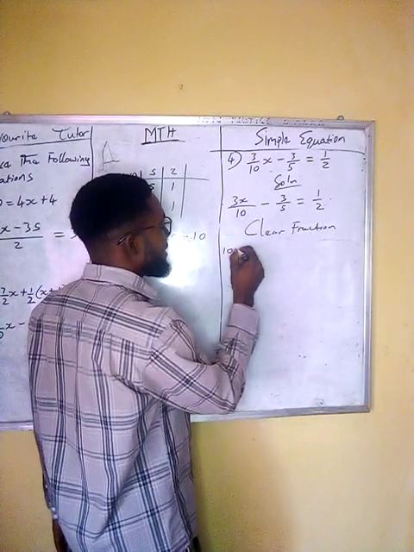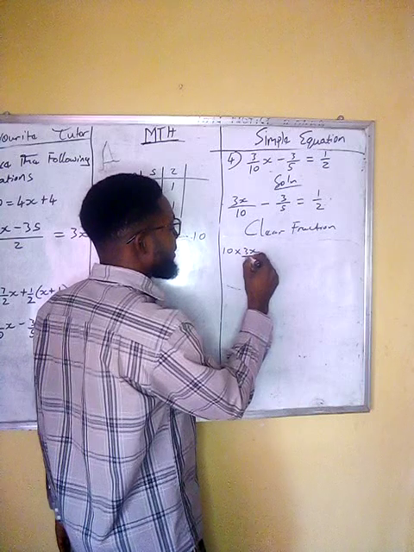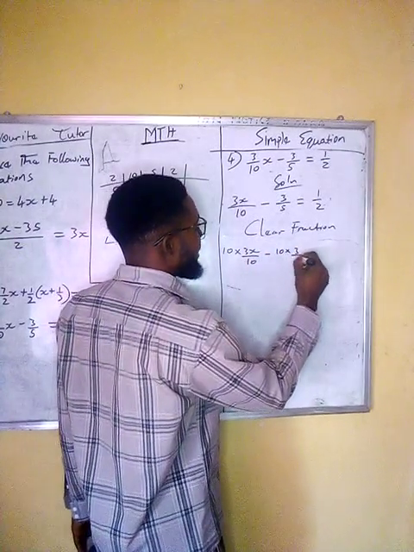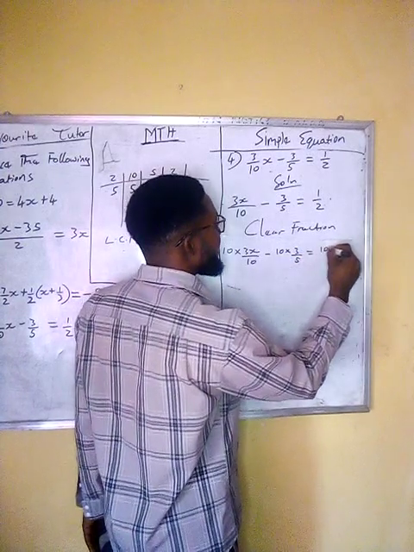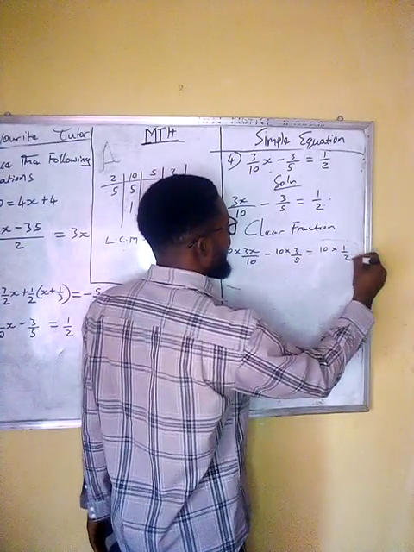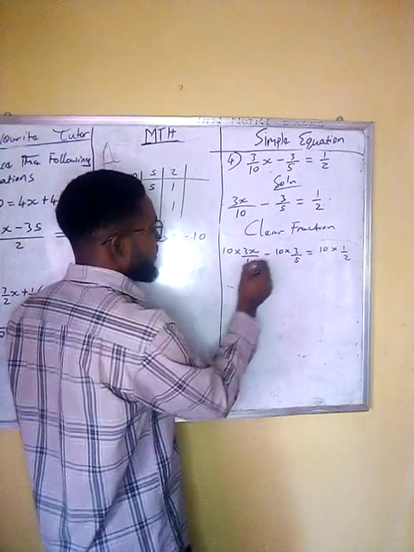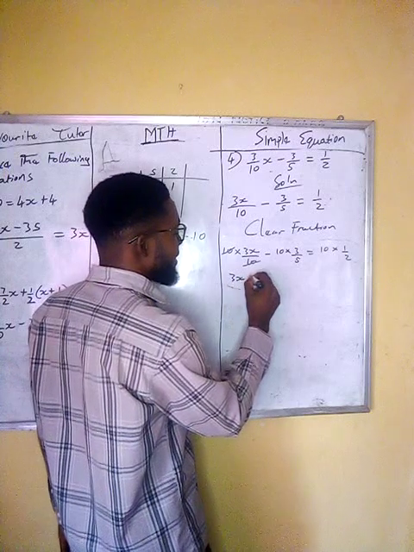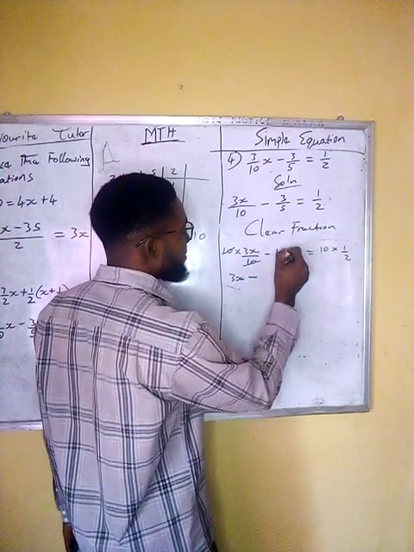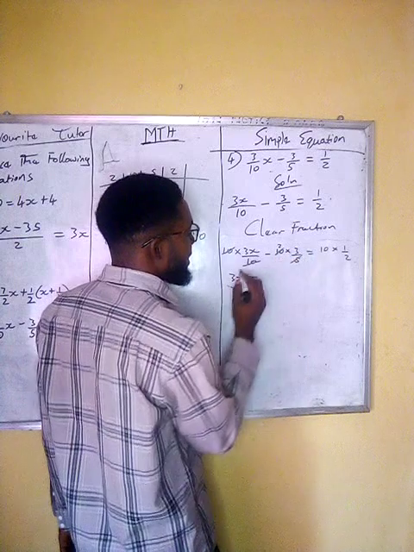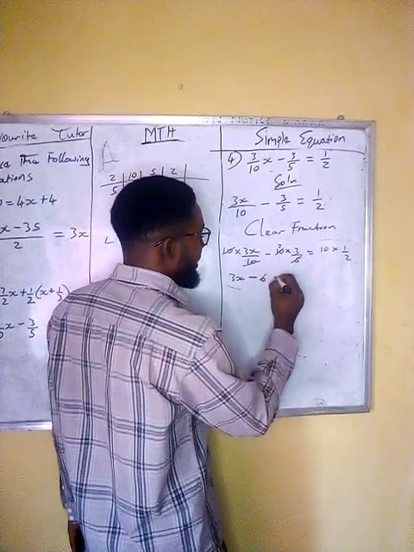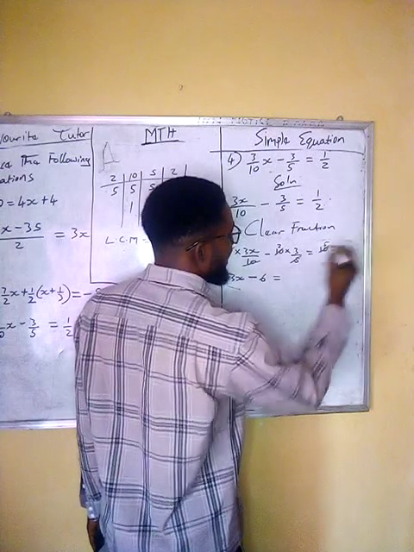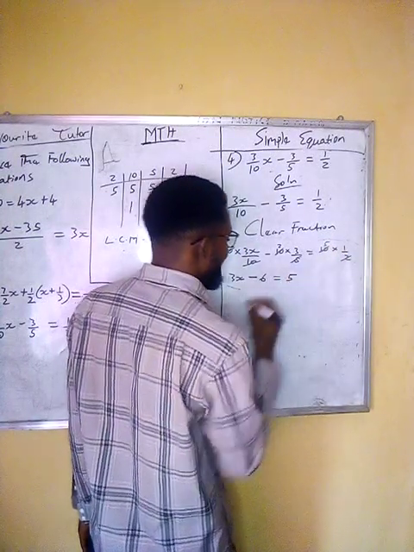So this is 10 times 3x over 10 minus 10 times 3 over 5 equals to 10 times 1 over 2. So 10 cancel out 10. This is 3x. 3x minus 10 divided by 5 is 2. 2 times 3 is 6, minus 6 equals to 10 divided by 2 is 5. 5 times 1 is 5 equals to 5.